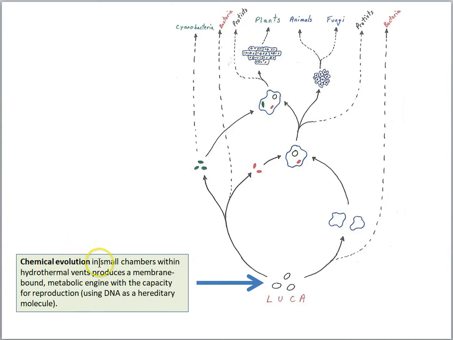So chemical evolution, possibly in small chambers within hydrothermal vents, produces a membrane-bound metabolic engine with the capacity for reproduction using DNA as a hereditary molecule. Now that's a mouthful, but it just means the first cells emerged from chemistry. So we call this chemical evolution; it produced the first living things, cells.